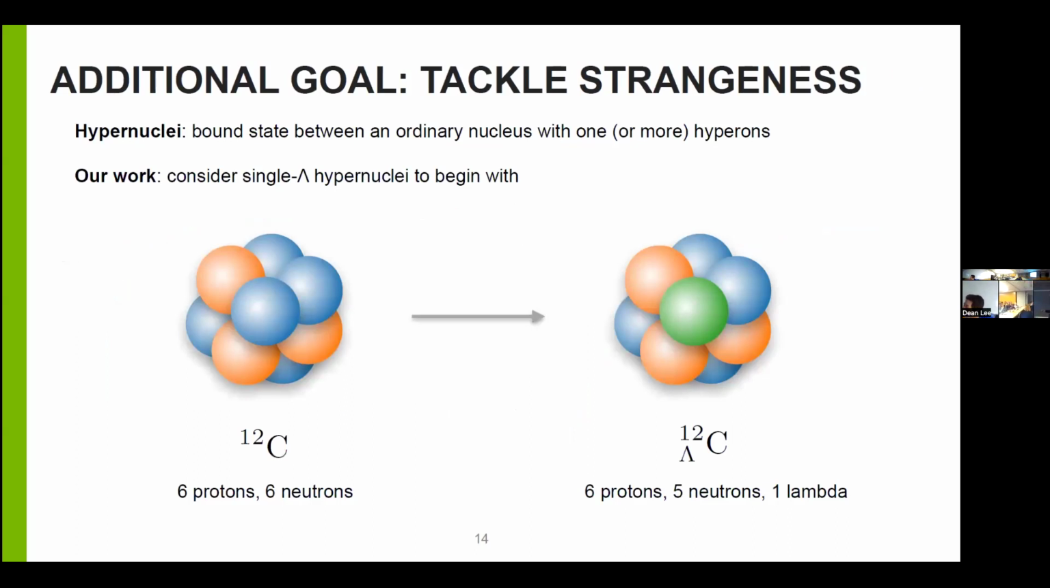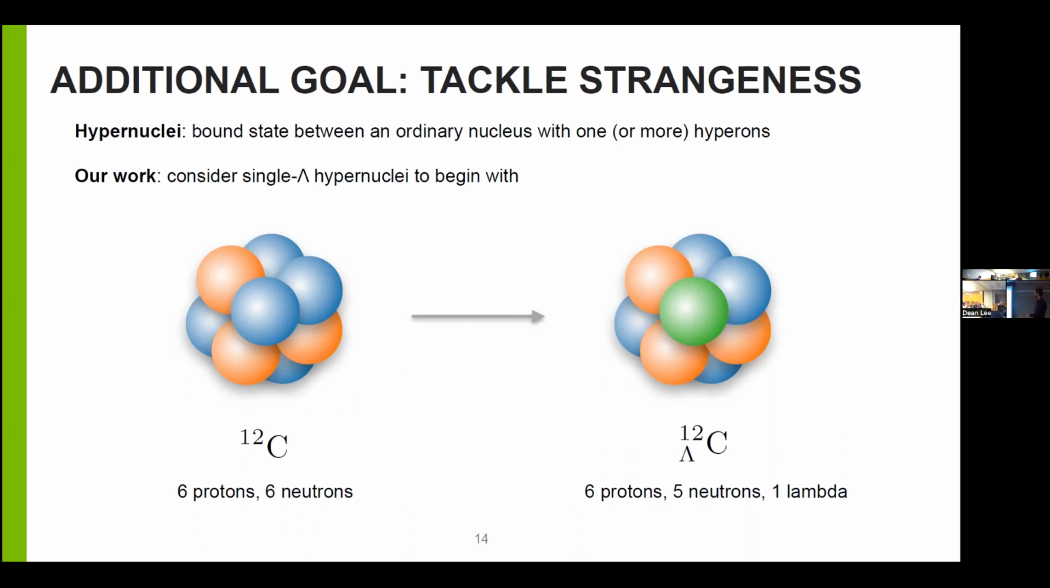And then this is also something I wanted to mention in this talk: hypernuclei. This is a bound state between an ordinary nucleus and one or more hyperons. And in this first work, we only consider single lambda hypernuclei to begin with.